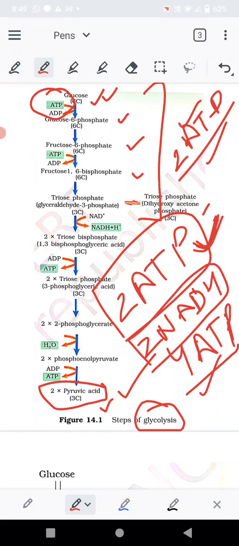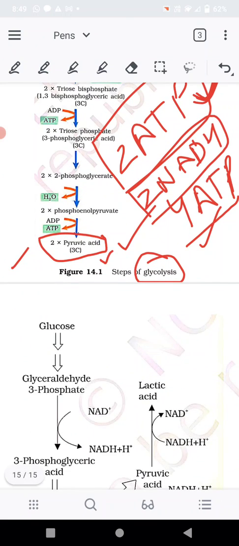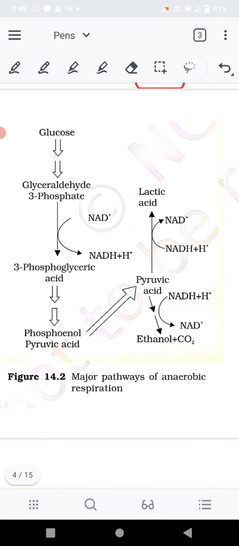Okay, so at the end I can say, from the complete glycolysis, the 6 carbon compound glucose gets converted into 2 pyruvic acid molecules, and in this complete cycle we have the net gain of 2 ATP molecules and 2 NADH molecules. Okay, now this cycle of glycolysis is common for both aerobic and anaerobic type of respiration, and it takes place in the cytoplasm.